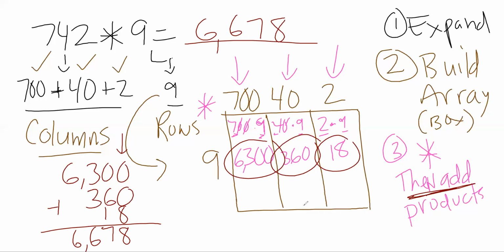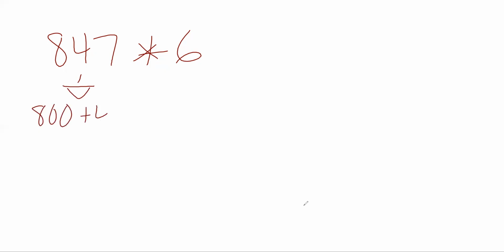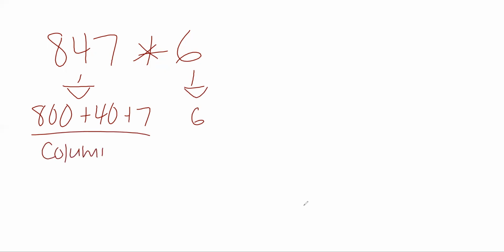Let's just do one more and then, you know, be thinking about some of those quizzes and work you can be doing. So let's try another one out. I'm gonna go 847. Let's multiply that by 6, right? All right, here we go. Step 1, expand. 800 plus 40 plus 7, and 6 is 6. So here are my columns, and here are my rows. Okay, let's build our array.